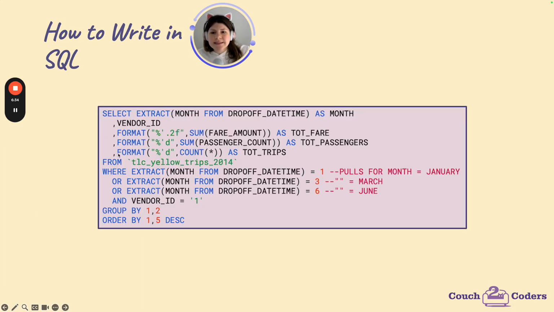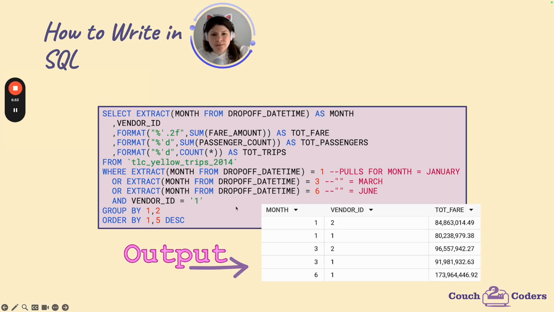Okay, so this is a familiar query that we've been working with. And this is from our TLC Yellow Taxi trip data. And maybe we want to pull where we have the months for January, March, or June, but we only want it for vendor ID 1. So what would this return? This would be our output.